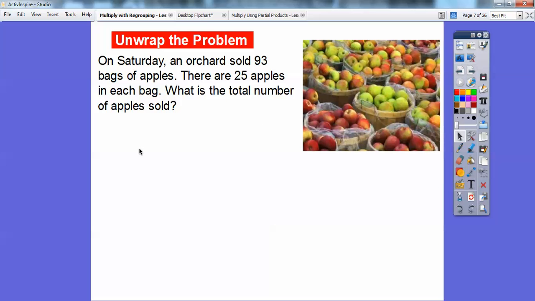So anyway, what we're going to do is there's 93 bags of apples, and in each bag there's 25 apples. So we're going to multiply 93 times 25.